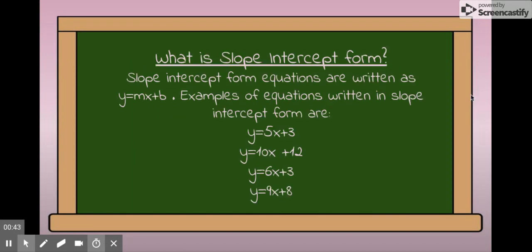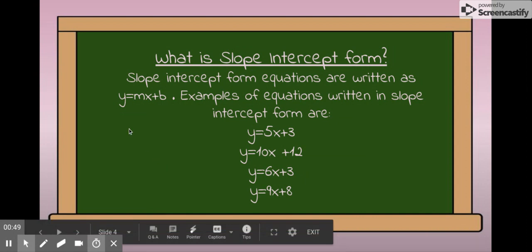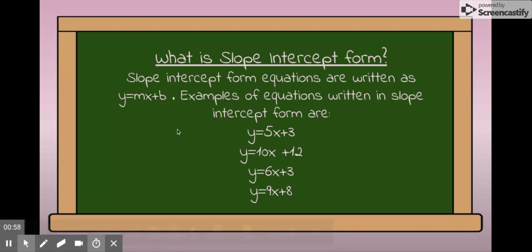So what is slope-intercept form? Slope-intercept form equations are basically written as y equals mx plus b. These are all examples of equations that are written in slope-intercept form. We always have a y, and we don't have anything that's being multiplied with y. And we have a number, m, that is being multiplied with x, and then you have a constant, or basically a number that's not being multiplied with anything.